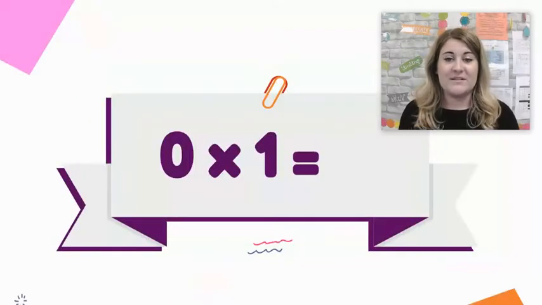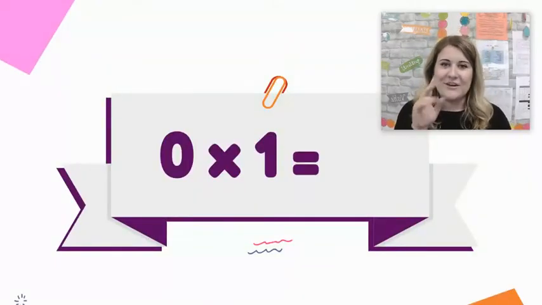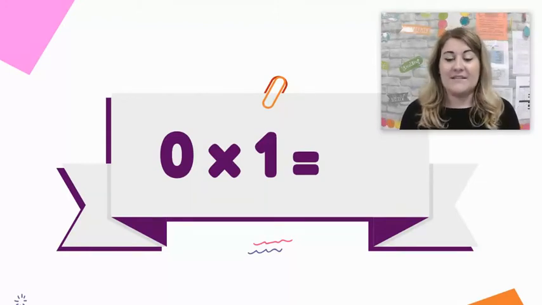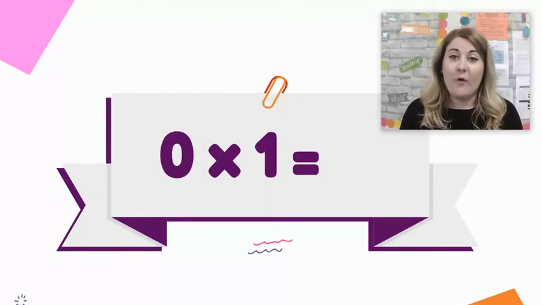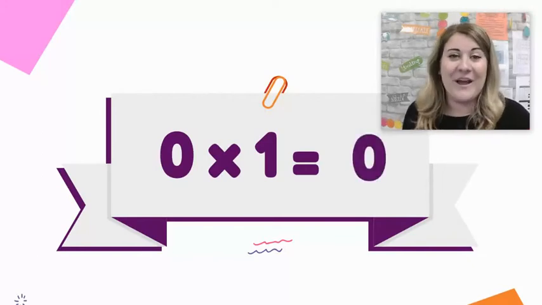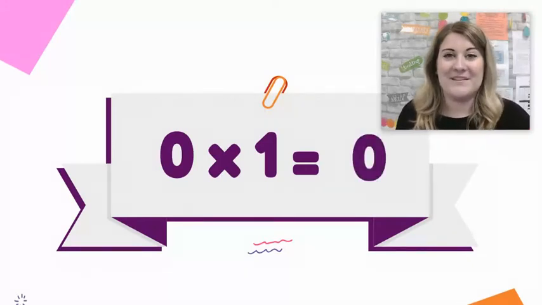So what's really cool is we start out with 0 times 1, and you can apply either rule here to figure out the answer. You can think to yourself, well, anything times 0 equals 0. Or if you want to follow the new 1 rule, anything times 1 equals the other number. The other number here is 0. So your answer is going to be 0 either way you go about it. That's the cool thing about multiplication.